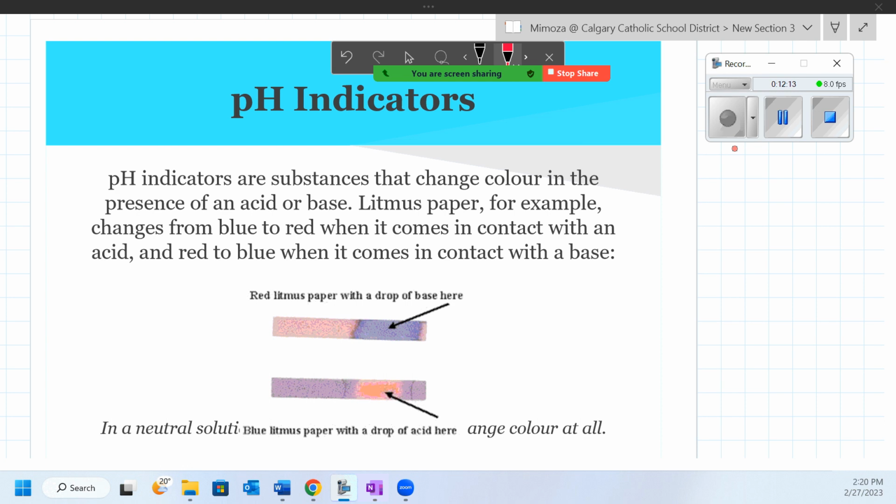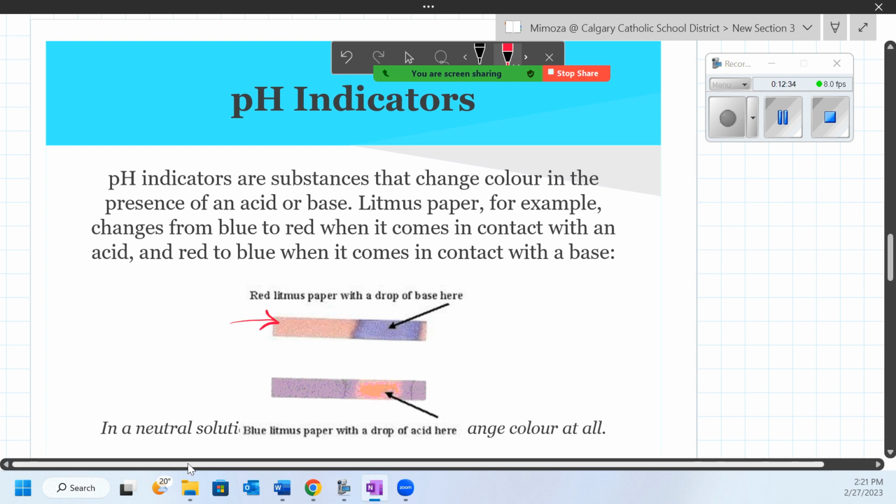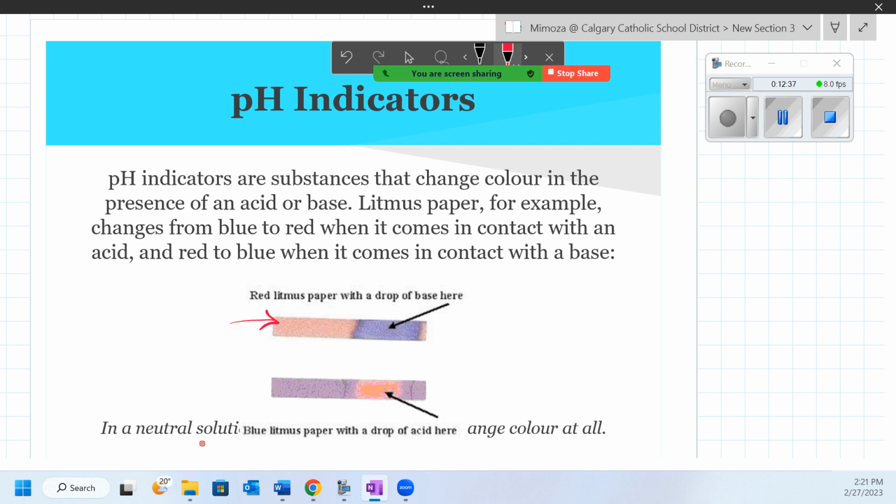Now, we often use what is known as pH strips or pH indicators. There are tons of indicators that are used in chemistry. However, for what we will see in Science 14 is the blue litmus paper and the red litmus paper. So this is a red litmus paper and this is a blue litmus paper.